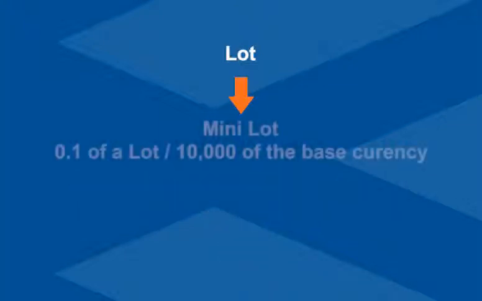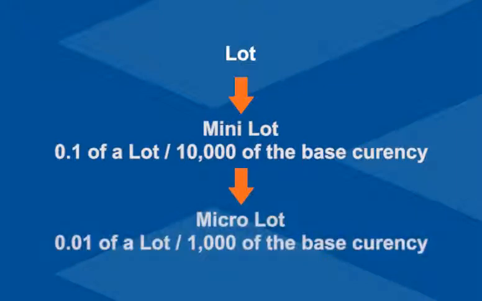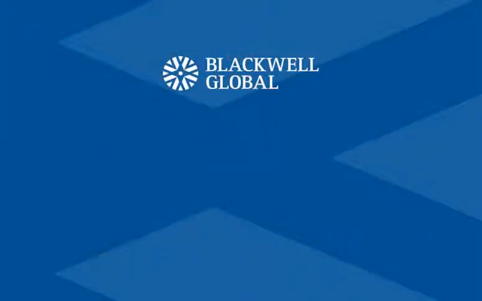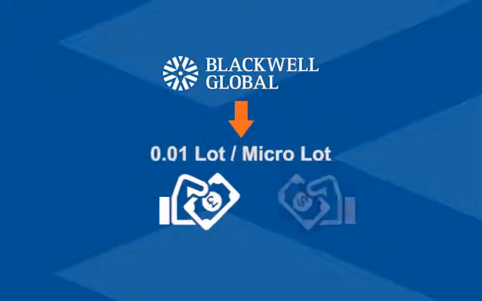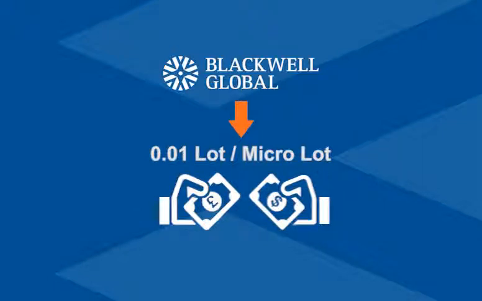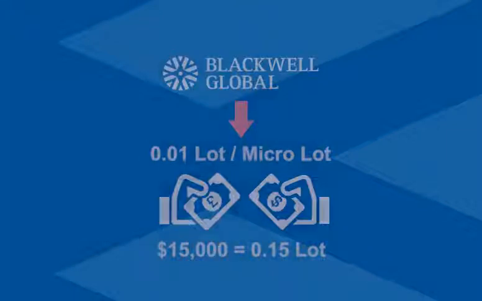The contract sizing can go down to a mini lot, which is 0.1 of a standard contract and 10,000 of the base currency. A micro lot is 0.01 of a standard contract, and that means 1,000 of the base currency. The minimum trade size for Blackwell Trader is 0.01 lots, and this will give you more flexibility in your order sizing. Simply put, if you want to hold 15,000 of a specific currency, you will open a 0.15 lot order.